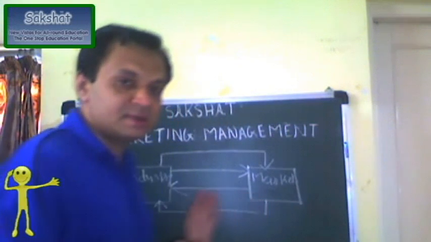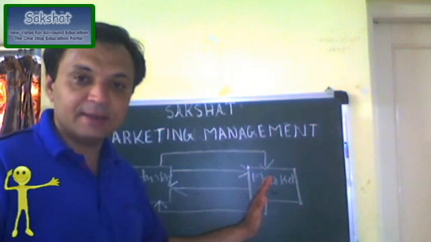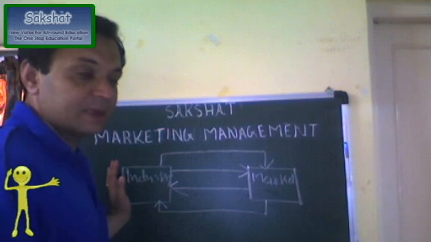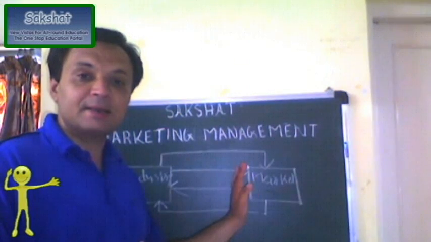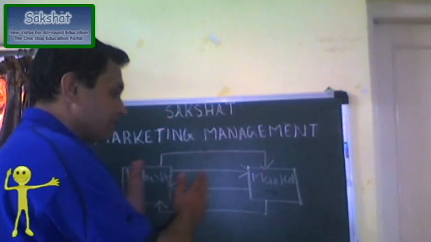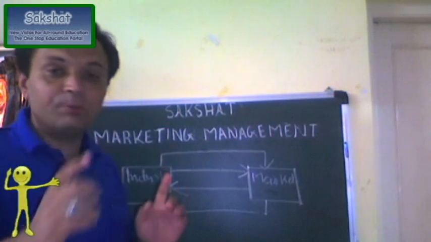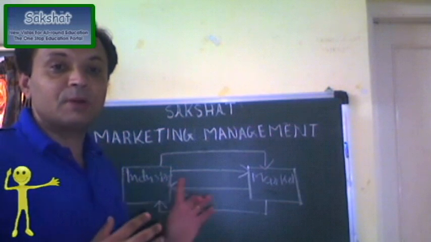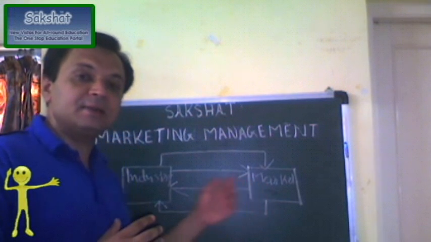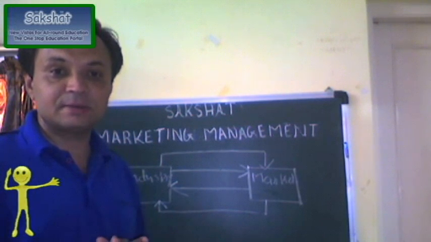Over here we say that marketing involves two parties, two sides. Number one, industry, a collection of sellers. Number two, market, a collection of buyers. Industry gives product to market. I mean to say this individual or group of individuals give products to market. In exchange of that, market gives price to industry, a collection of sellers.